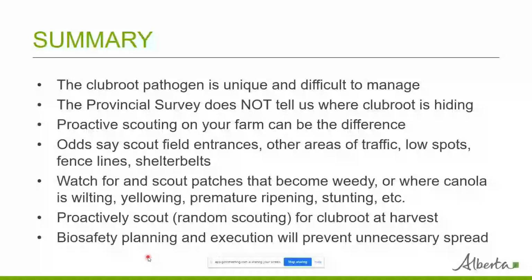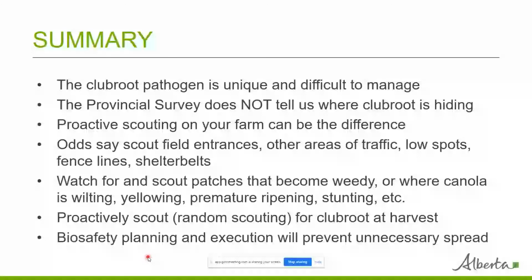The second is that the canola survey isn't scouting. So when you see results of the survey and you don't see a red spot near your farm, that doesn't mean that there's no clubroot there. It does not tell us where clubroot is hiding. It just tells us that when we follow this protocol in this number of fields in the province, this is the result we get. So proactive scouting on your farm can make a big difference. First of all, to understand if you can find evidence of it being there, and second of all, to find out how well your practices and avoidance strategies are working.